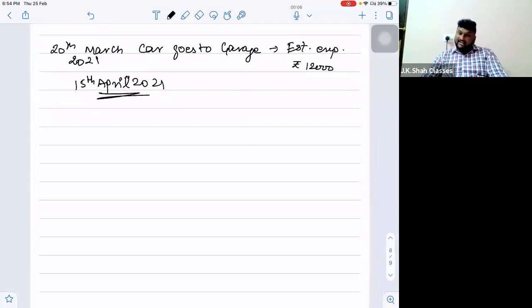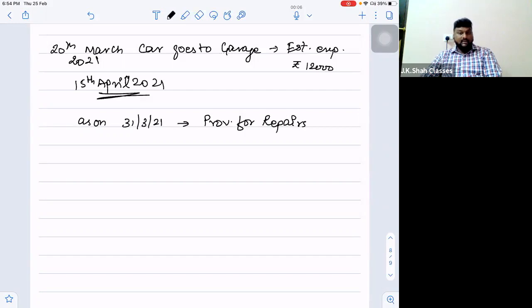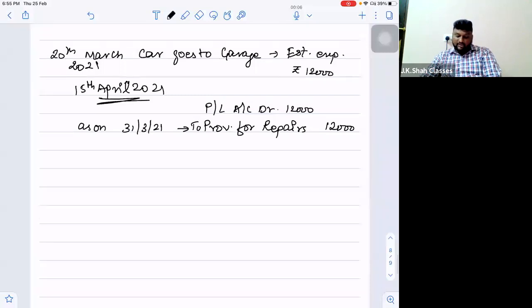This falls in the next financial year. Now, technically, as on 31st March 2021, we will make a provision for repairs. And this provision will be made for 12,000. So my journal entry will be PL account debit 12,000 to provision for repairs 12,000. Right? This is the journal entry that I will make. And this provision for repairs is purely based on the estimation, as given by the service advisor.